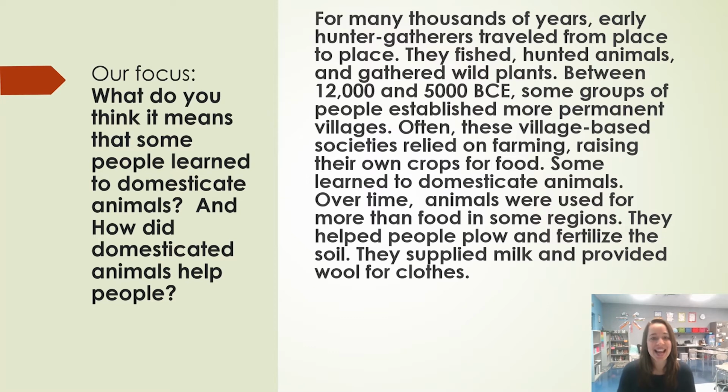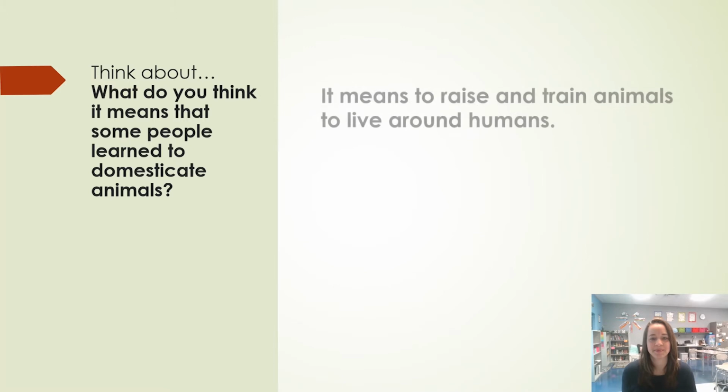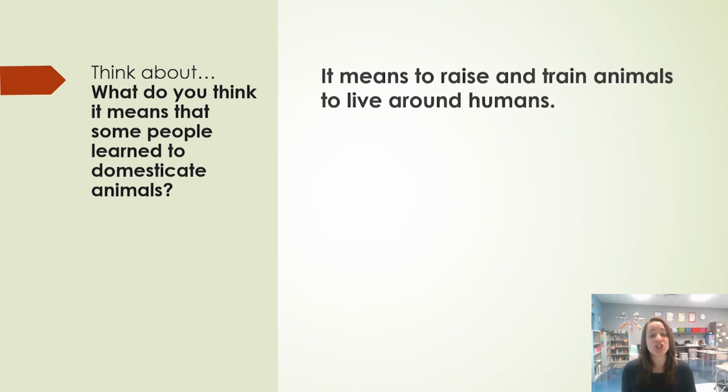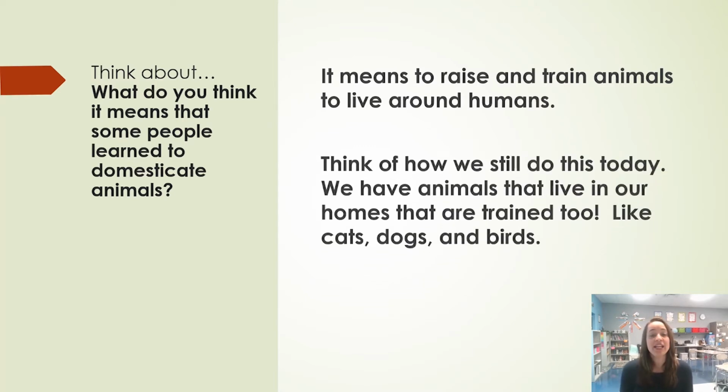Were you able to use the text to answer your two questions? Let's see. So, what do you think it means that some people learn to domesticate animals? Good. It means to raise and train animals to live around humans. Think of how we still do this today. Many of you may have a pet at home. Any pets that we have living in our homes are trained too. Anything that you've trained your animal to do, like your cat, dog, or even a bird, is called domesticating. So we are all familiar with this if we have pets at home.